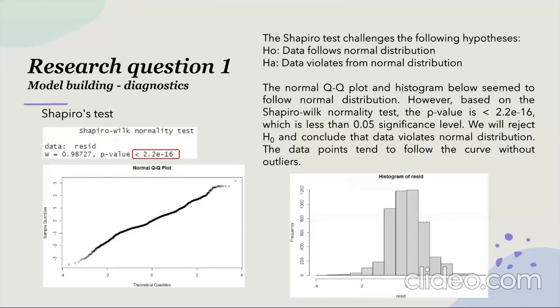And we also did a Shapiro test to test for normality. The Shapiro test challenges the following hypothesis. The null hypothesis states that data follows a normal distribution. The alternative hypothesis says that data deviates from normal distribution. The normal QQ plot and histogram as shown below seem to follow normal distribution. However, based on the Shapiro-Wilk normality test, the p-value is less than the alpha value we set, which is 0.05 significance level. We will reject the null hypothesis and conclude that data violates normal distribution. The data points tend to follow the curve without outliers.